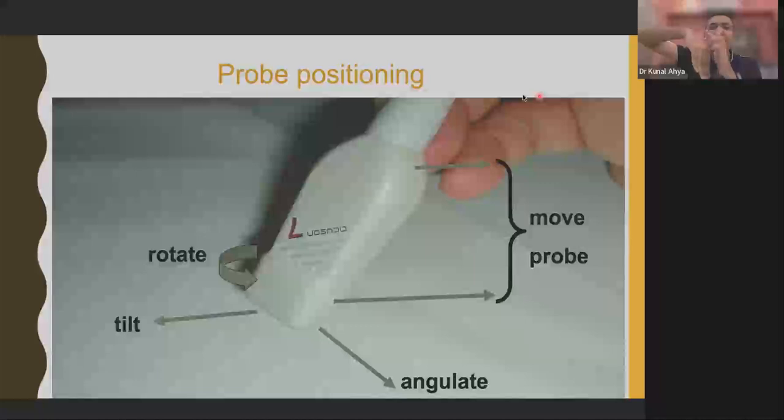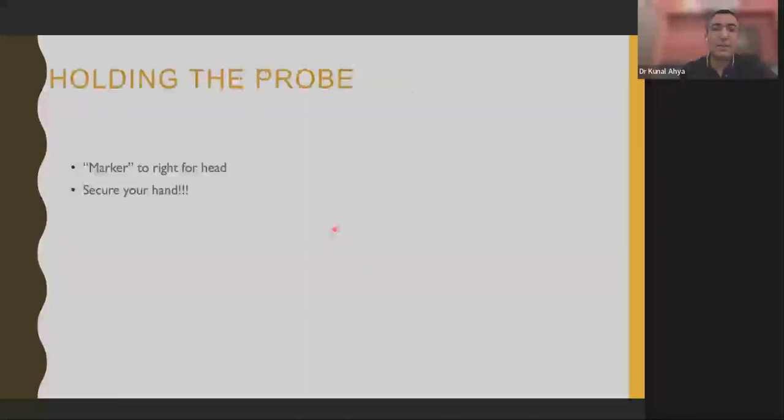So how do we describe it? We describe it from the tail end, that is the distal end of the probe. So these are the tilting, angulation. That means that you are moving this either in front or backwards, it is called tilting. If you move it sideways, it is called angulation. If you completely rotate it, it is called rotation.